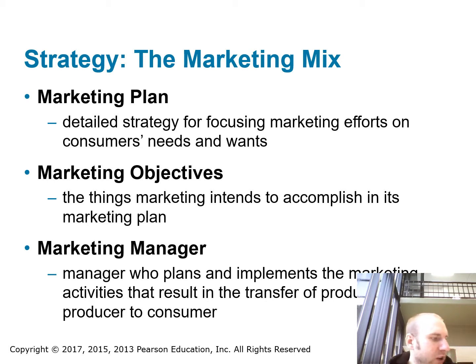Okay, marketing objectives. These are the things marketing intends to accomplish in its marketing plan. It's the goals. And then there's a marketing manager, and that's a manager who plans and implements the marketing activities that result in the transfer of products from producer to consumer. At the C-level, marketing manager would be considered the CMO, the Chief Marketing Officer, or the VP of Marketing.